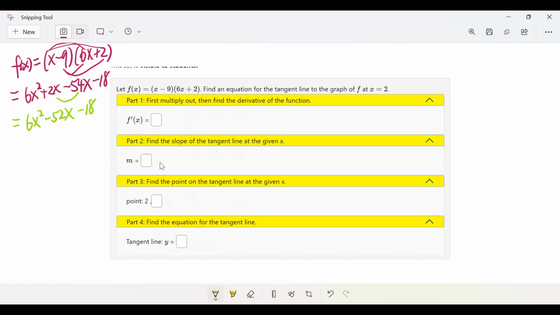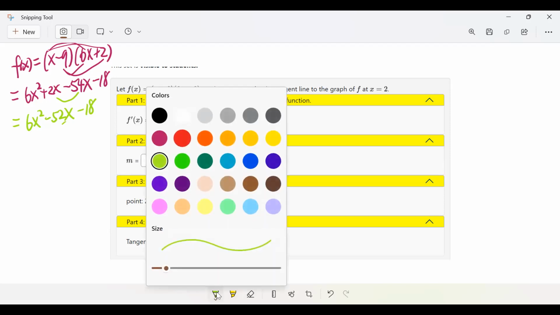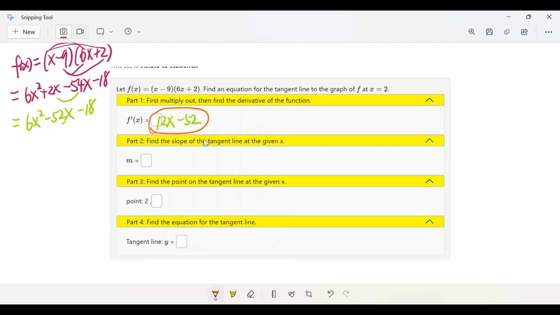And from there, we can find the derivative by using the power rule, the linear function rule, and also the constant rule. So 12x squared will become 24x. F prime of x here will be 24x. Negative 52x becomes minus 52. Minus 18 becomes 0, right? But we don't usually write that. So the derivative just becomes this: 24x minus 52.